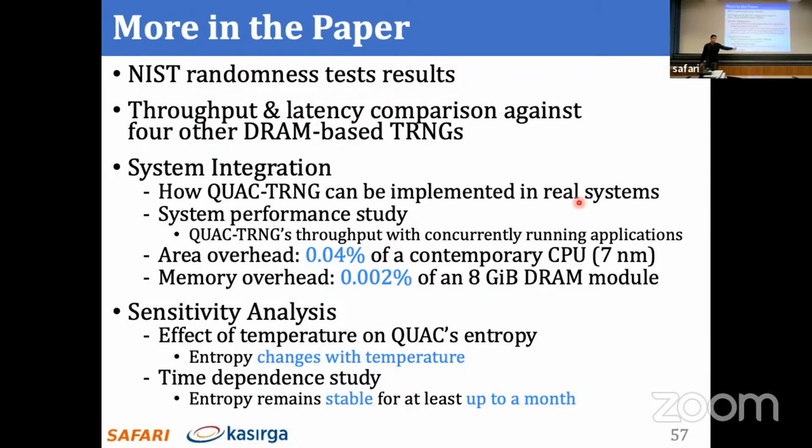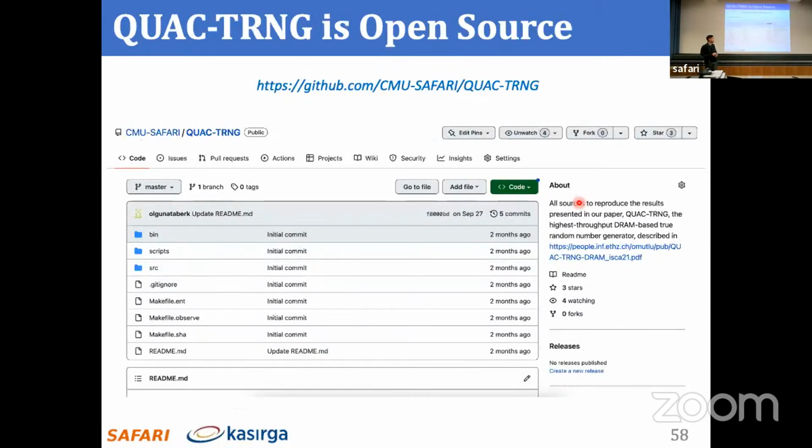We have sensitivity analysis. We look at the effect of time and temperature on QUAC entropy. We see that entropy changes with temperature, and entropy remains stable for at least up to a month. So you don't need to characterize every day, basically. You can wait. The characterization result is valid for at least a month. QUAC-TRNG is open source. What I mean by this is all the scripts that we used to produce all the numbers are open source at this link.